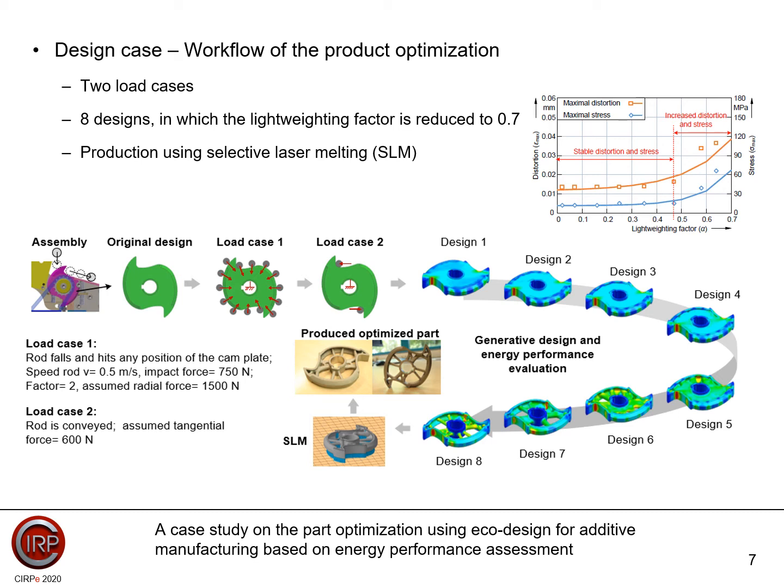And from the figure on the top, you can also see that the stress and the distortion increase, at first slightly and then significantly, along with the increase of the lightweighting factor. These curves show that the more material is reduced, the more stress and distortion there will be. And these 8 design solutions are selected as the candidates for the energy performance assessment.